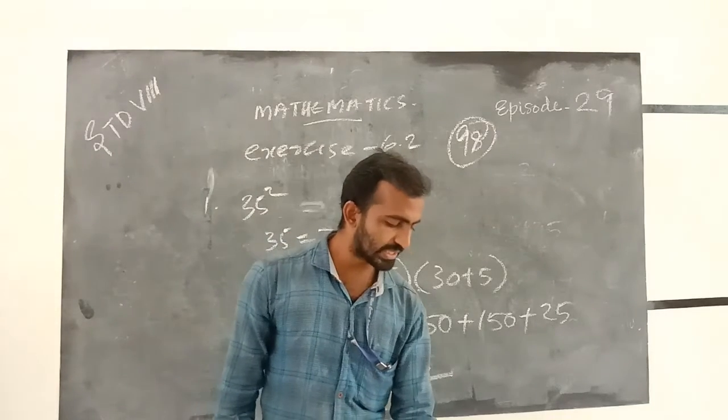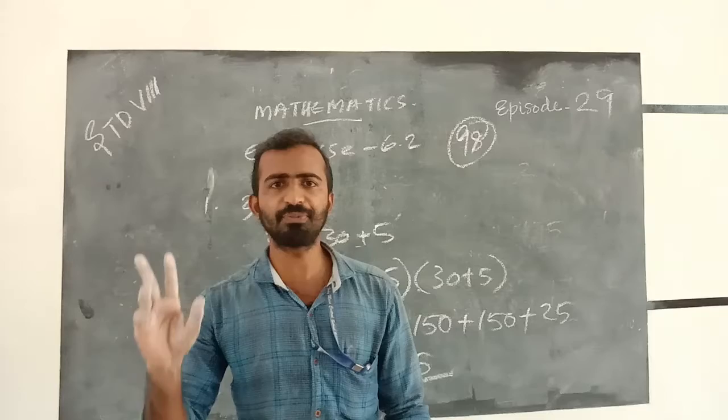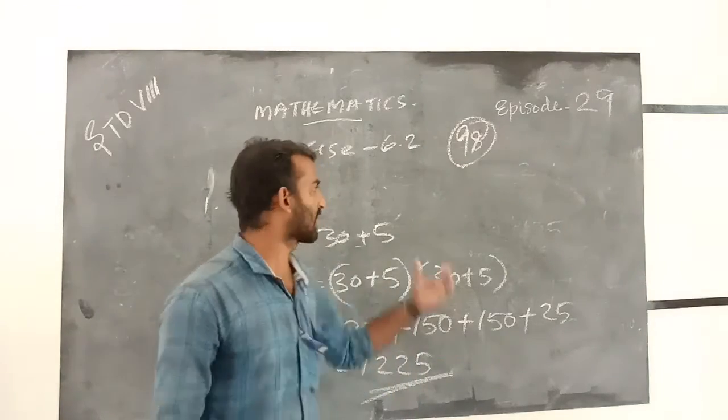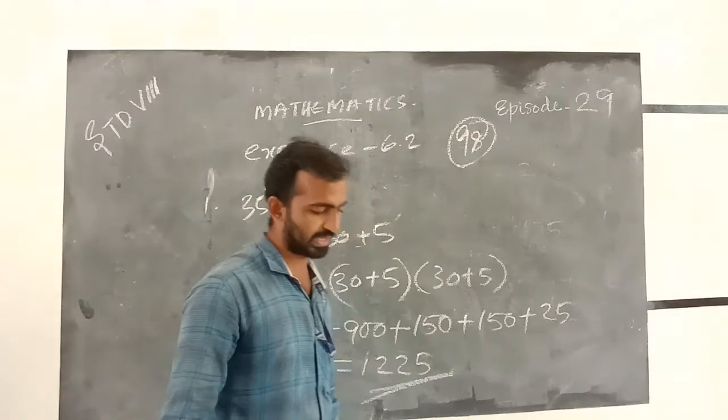Following like this, the third, fourth, fifth, sixth are for your homework. Following like this, you can find the squares of the numbers.